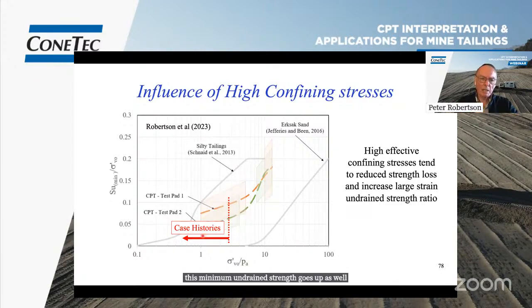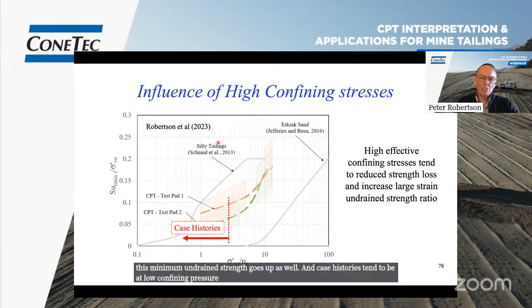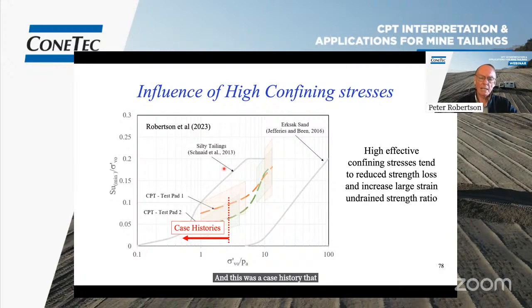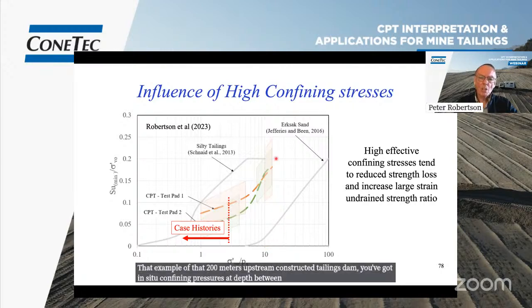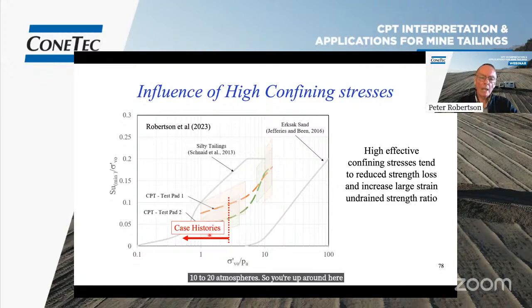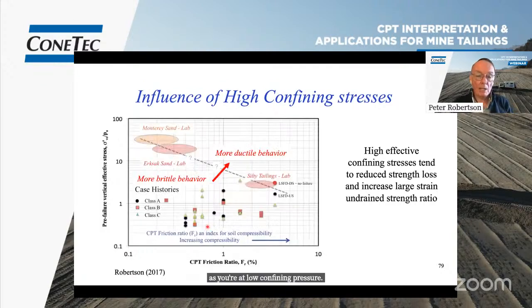And case histories tend to be at low confining pressure. And this was a case history that we published about a tailings dam in Chile that illustrated that at these very high confining pressures. So that example of that 200 meters upstream constructed tailings dam, you've got in situ confining pressures at depth between 10 to 20 atmospheres. So you're up around here, not way down here as you're at low confining pressure. And in that 2017 paper, I suggested that you could use friction ratio as a rough guide of when you would begin to get this more ductile behavior.